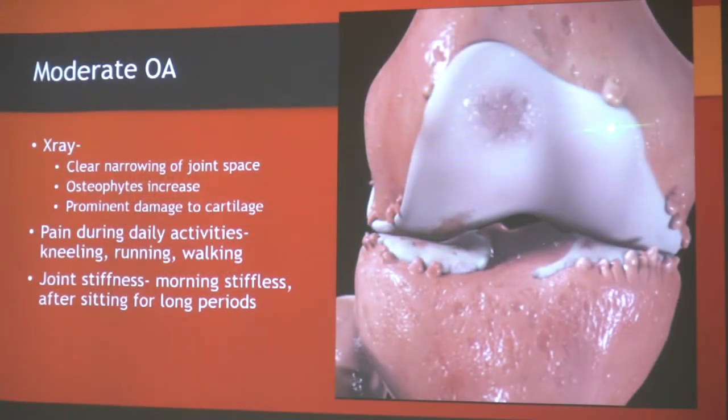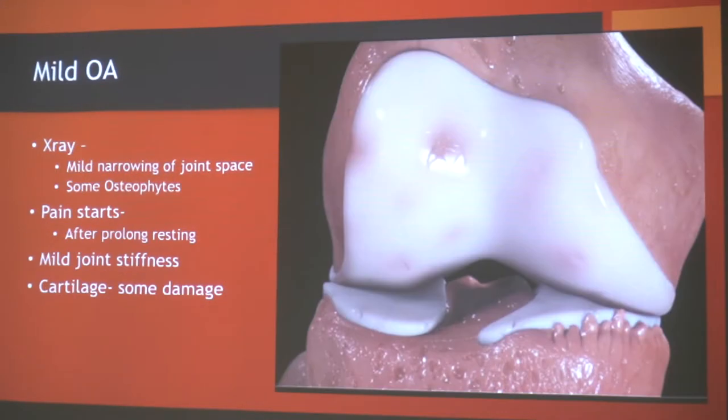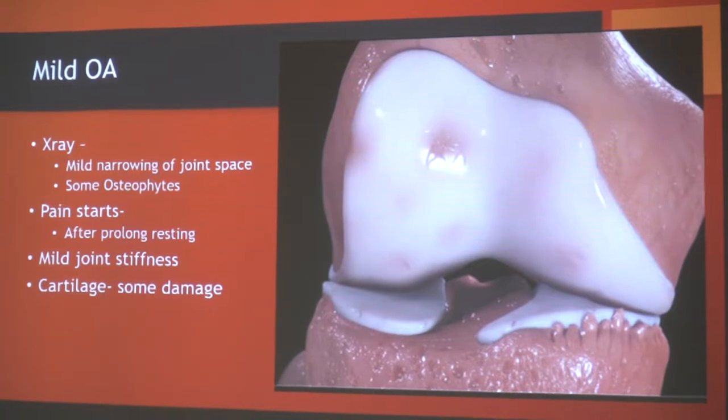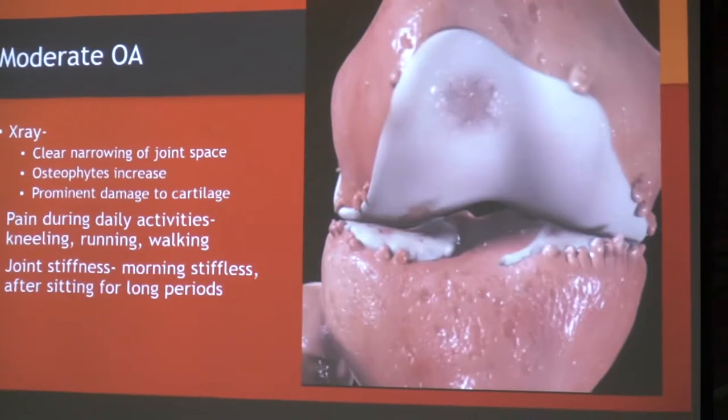Now, in earlier osteoarthritis, the patient just starts having pain after, let's say, prolonged resting. That's the first sign. If the patient is sitting for a long period and whenever he tries to stand, he will feel some pain. That is the first sign of osteoarthritis. The patient will also feel mild joint stiffness after prolonged rest.